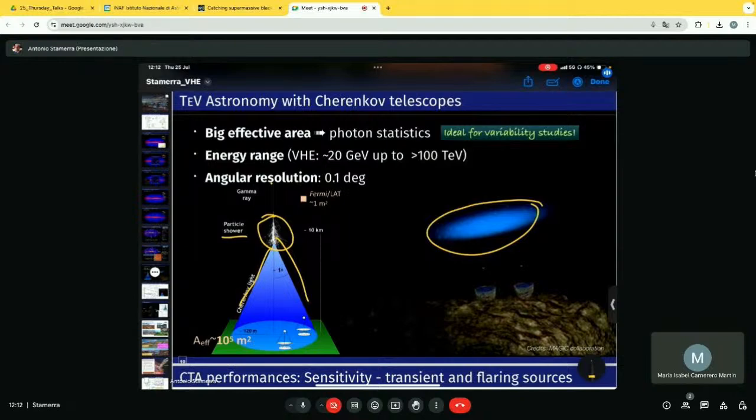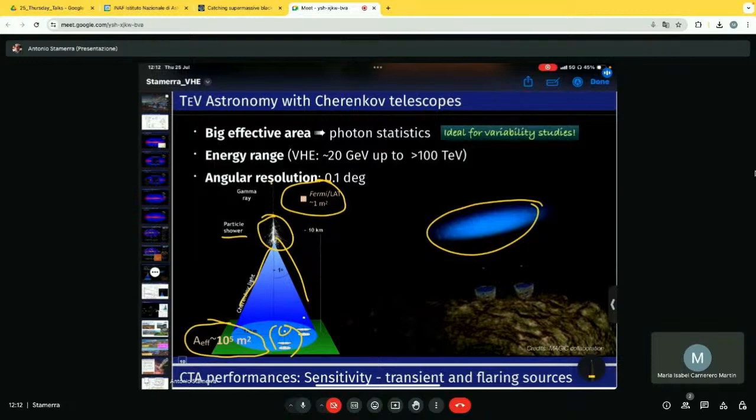This light is reflected by the telescopes and analyzed by the camera. Now, the interesting thing to keep in mind is that the atmosphere is the detector. It's not a telescope. The atmosphere is the detector. For this reason, the effective area of this instrument is huge, something like 10 to the 5 square meters, to be compared to the 1 square meter of Fermi-LAT.